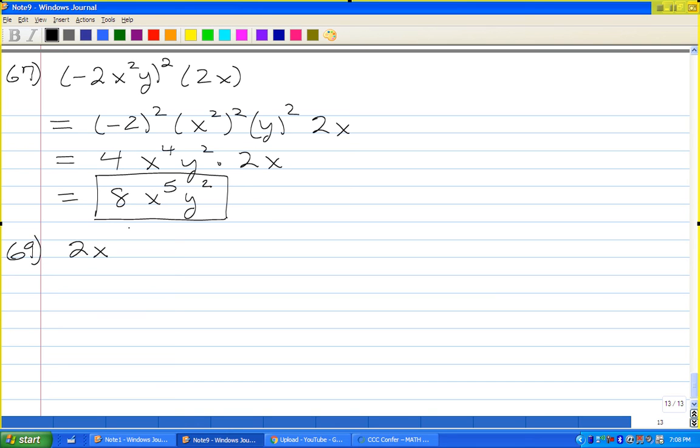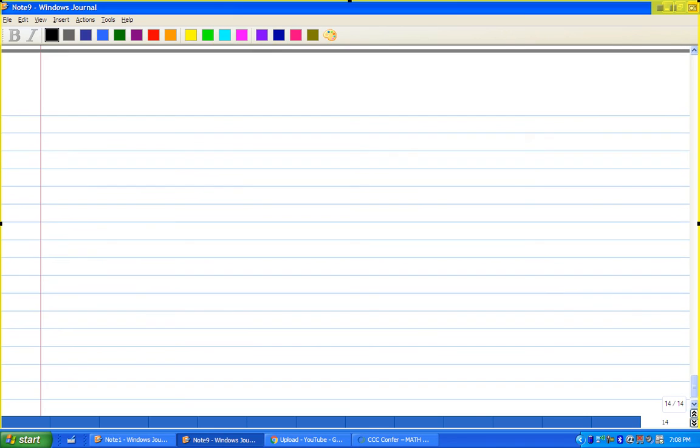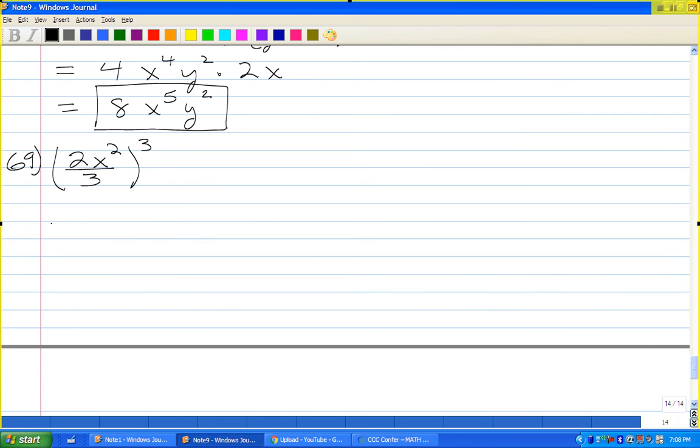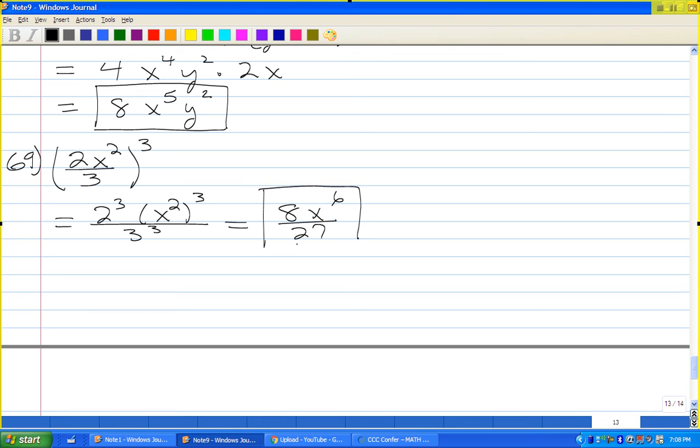2x squared, cubed, over 3 cubed. So this is equal to 2 cubed times x squared cubed over 3 cubed. 2 cubed is 8. X squared cubed is x to the 6. 3 cubed is 27. 71.